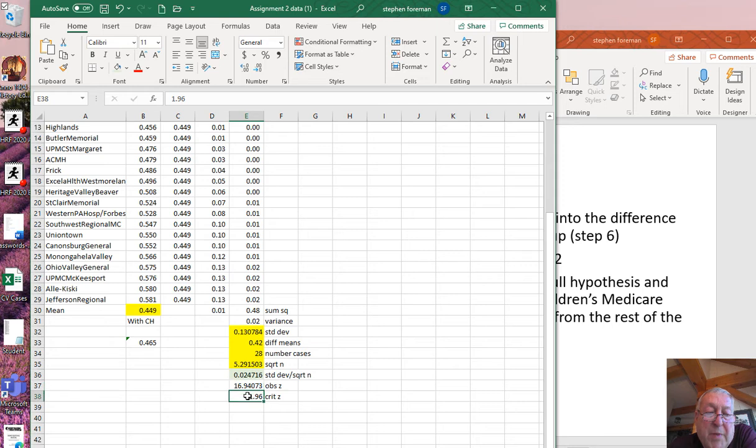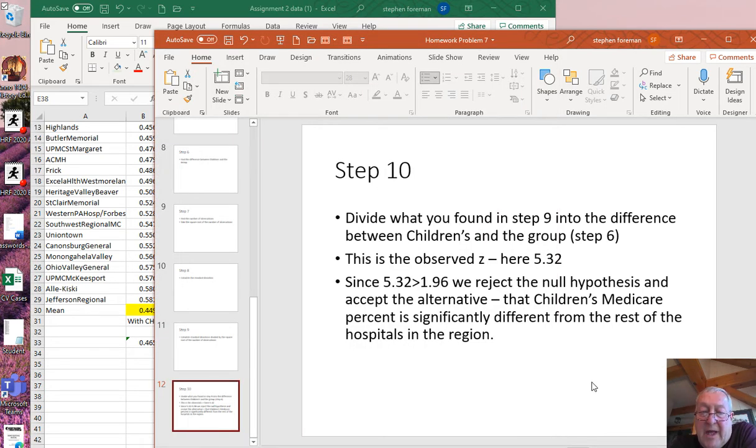Since this is much bigger than our critical z, we're going to reject the null hypothesis and accept the alternative, that children's Medicare percentage is significantly different from the rest of the hospitals in the region.